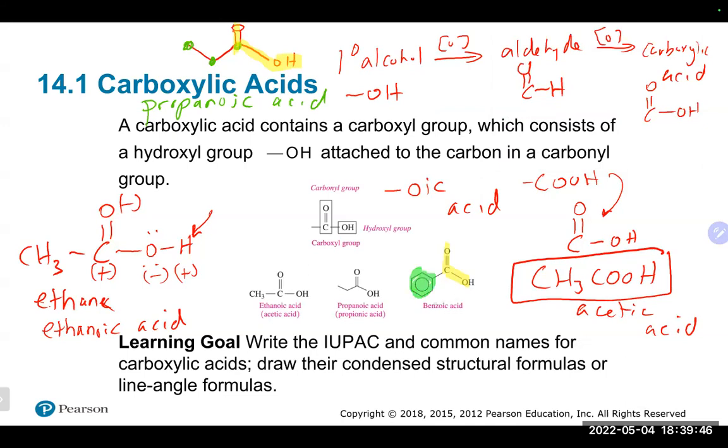And that is why we start with benzene and drop the E, and it becomes benzoic acid. Again, it's like the OIC acid ending added to benzene, where you drop the E. Any questions on that?